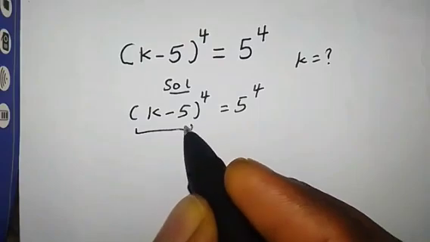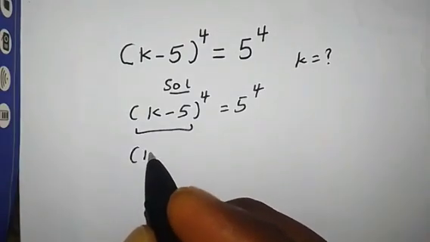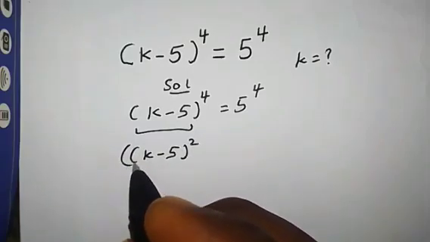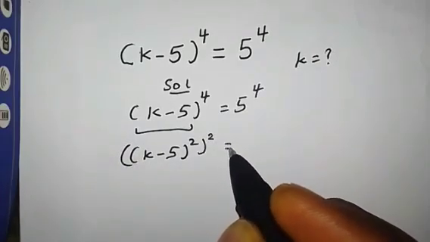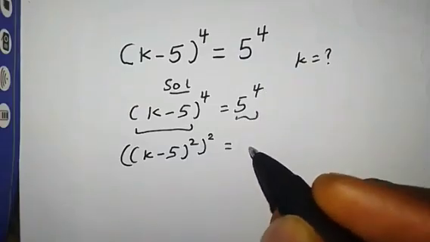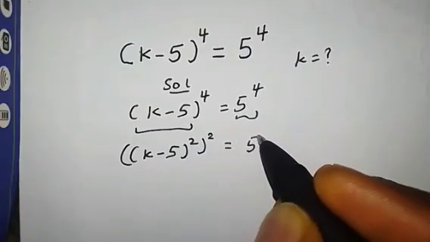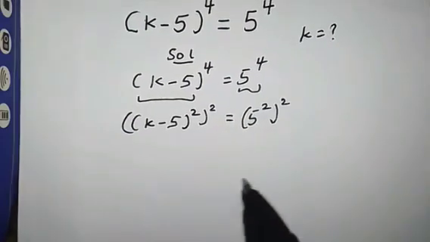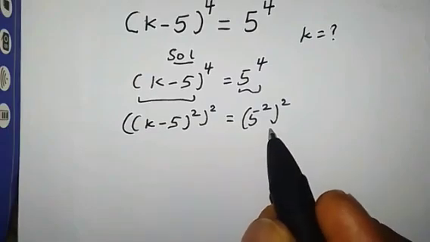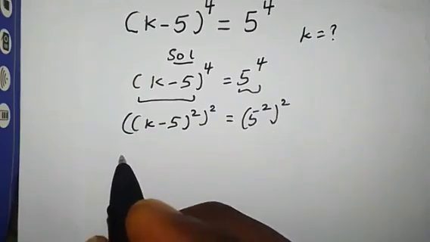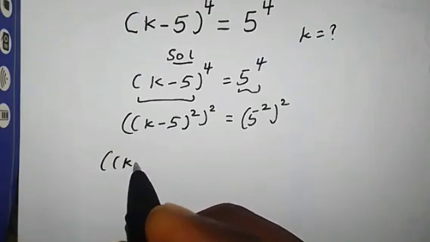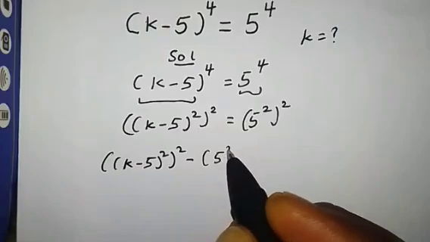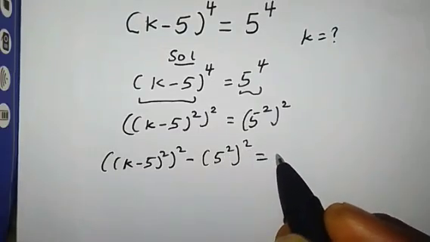This left hand side can also be written as (k minus 5) all squared, all squared, and 5 to the power of 4 can also be written as 5 squared, all squared. Now, let's move the right hand side to the left hand side. So that will be (k minus 5 all squared) squared minus (5 squared) squared equal to 0.